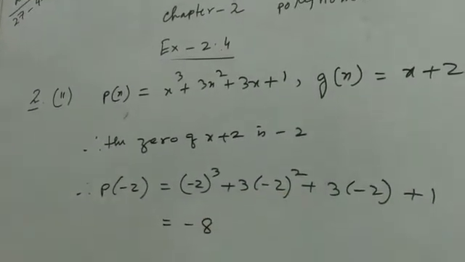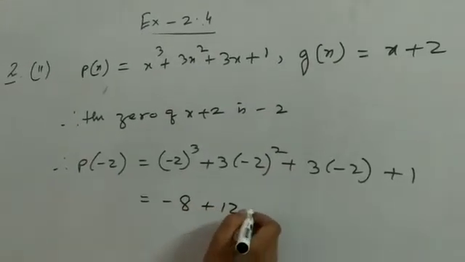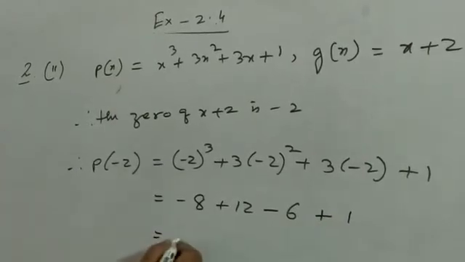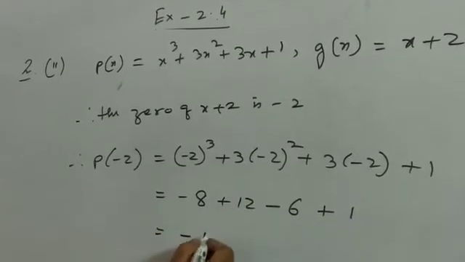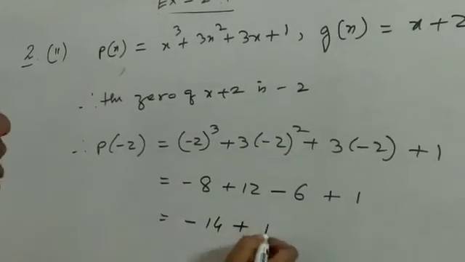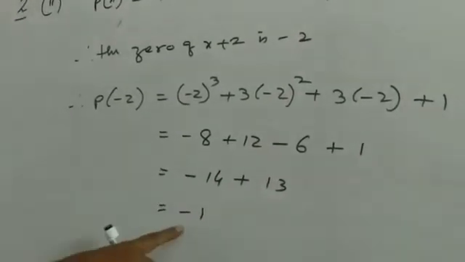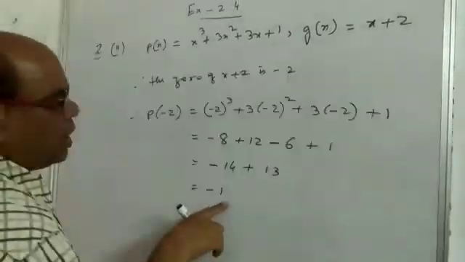So it is minus 8. Minus 2 square is 4. 3 times 4 is 12. Minus 6 and plus 1. So here minus 8, minus 6, that is minus 14. 12 plus 1 is 13. So it is minus 1. So the remainder is minus 1. It's clear the remainder is not 0.